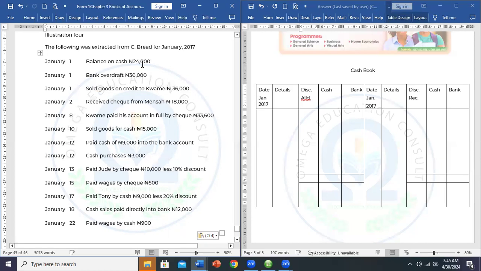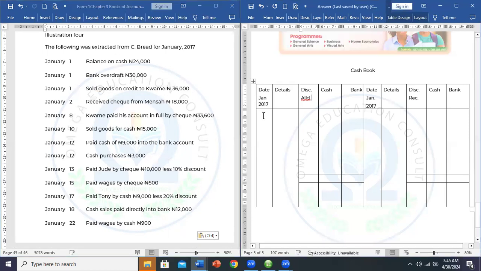On cash, and then a balance on the bank, but it's an overdraft. So balance on bank, that's your balance brought down. And we all know cash has a debit balance. Cash has a debit balance.